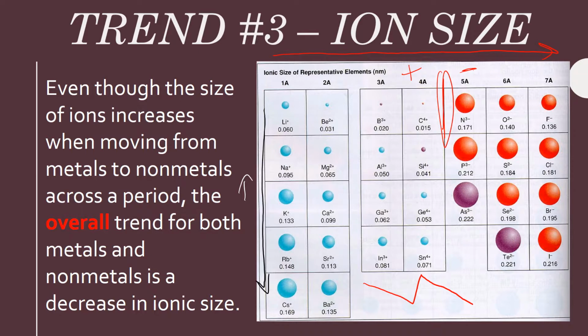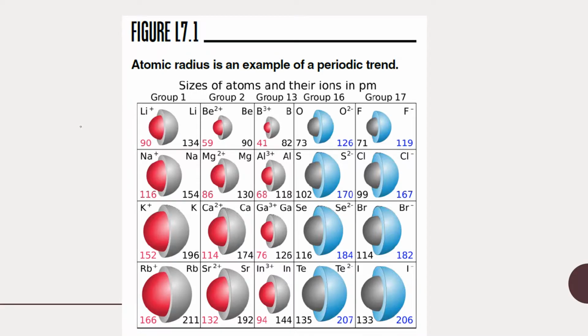You just have to remember why there's suddenly a jump in size between carbon and nitrogen, the 4 column and the 5 column. That's because you go from having cations, which are losing electrons, to having anions, which are gaining electrons. So I want to show this picture. I like this picture. The red is the ion for the cations. And the gray on both of these is the original size of the neutral atom.